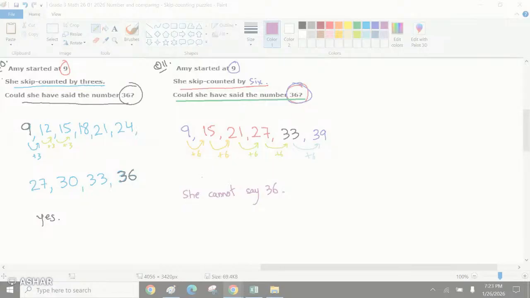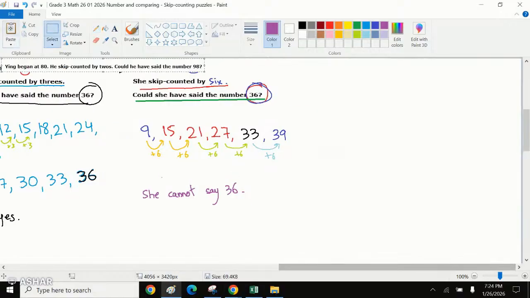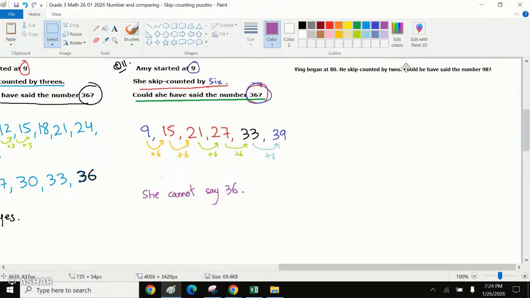Ying began at 80. He skip counted by 2s, right? He began at 80 and skip counted. Okay, I'll just change the number over here.